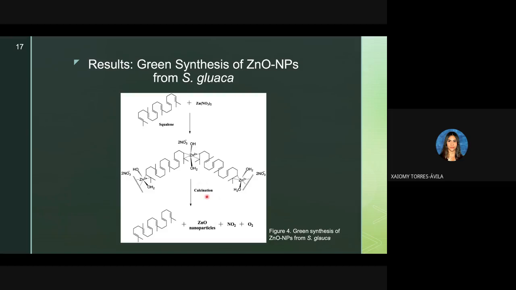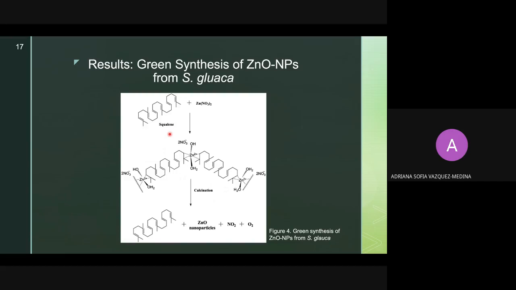In the absence of the calcination process, probably not. We would just have this complex structure right here that's... Oh, no, in the absence of the squalene? Well, we would need another material to help form. And in this case, we have squalene because it was retrieved from the S. glauca, and that's what makes it a green synthesized zinc oxide nanoparticle.